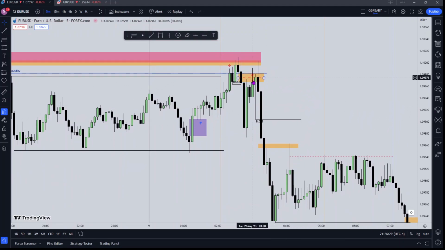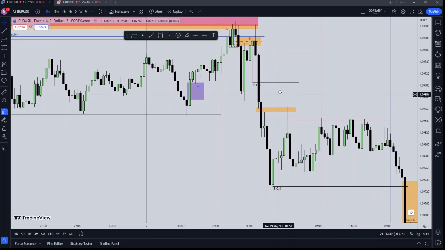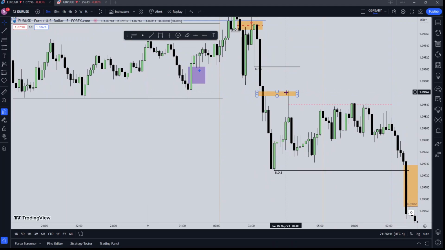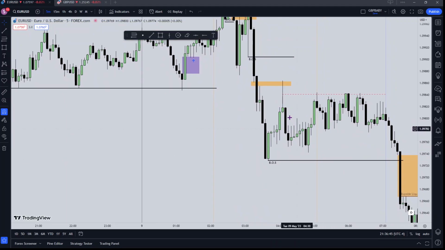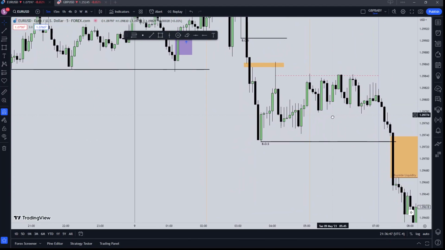Here's the thing though, if I was entering here, I would put my stop loss above this high here, not above there. So I'd probably be getting stopped out with this wick, which isn't ideal. I'd like to think I could enter here, but at the same time, what time is it? Oh, this is during London. Okay. If you had a bias, yes.